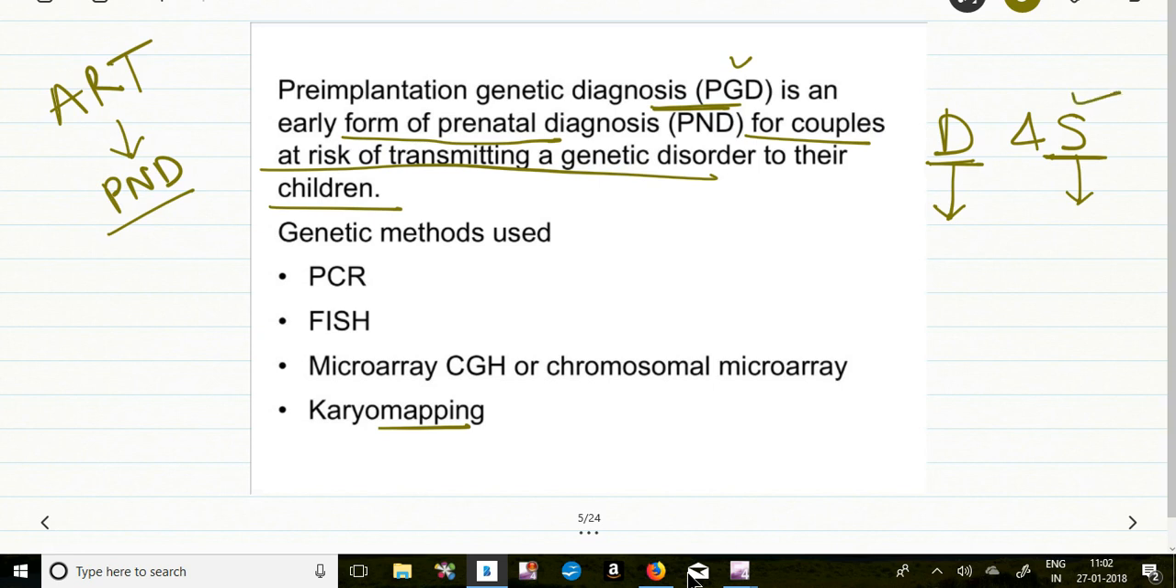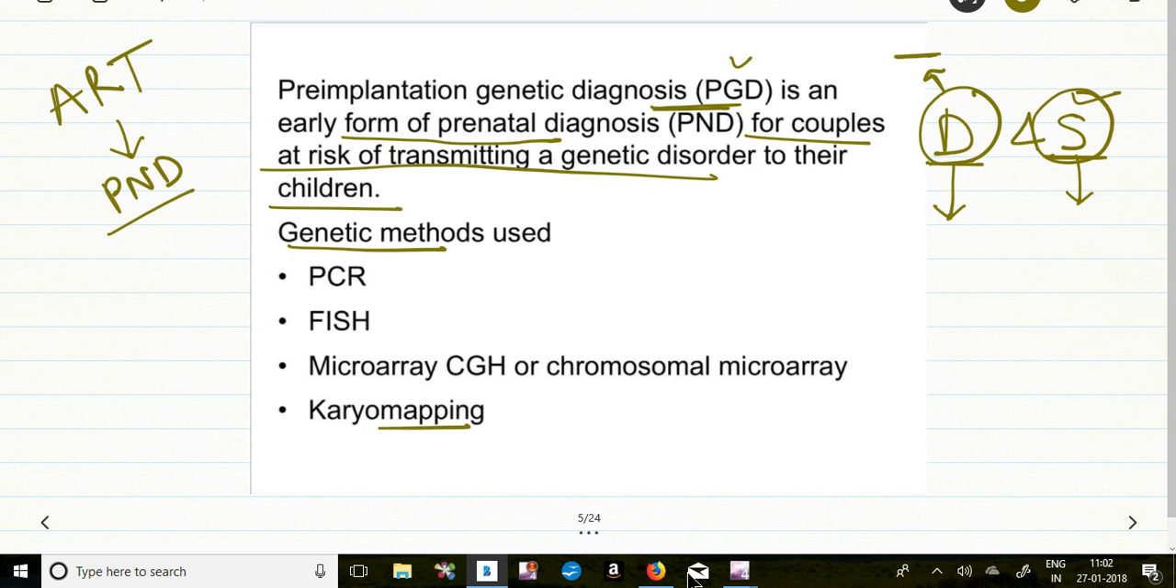So genetic methods that you use for diagnosis and screening are a bit different, because in diagnosis we just have to look at a particular gene. The couple is interested only in knowing whether, suppose the couple suffers from cystic fibrosis, or both of them are carriers of cystic fibrosis or any other autosomal recessive condition, and then there is a 25% chance that the baby could have the disease. So they just want to know whether the embryo you're implanting has cystic fibrosis or not.